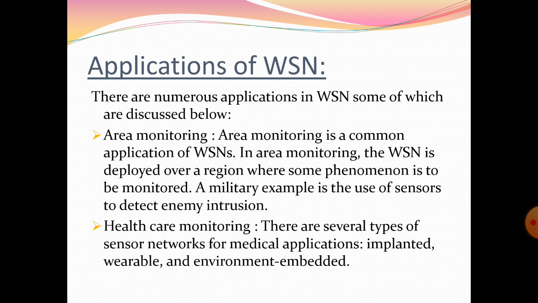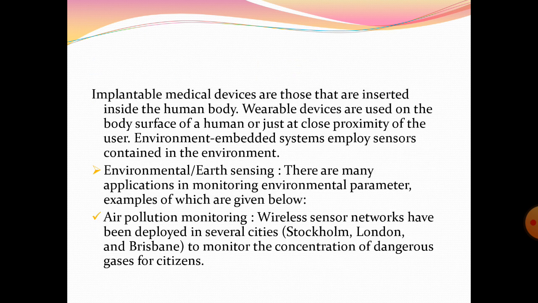Healthcare monitoring. There are several types of sensor networks for medical applications: implanted, wearable, and environment embedded. Implanted medical devices are those that are inserted inside a human body. Wearable devices are used on the body surface of a human or just in close proximity to the user. Environment embedded systems employ sensors contained in the environment.